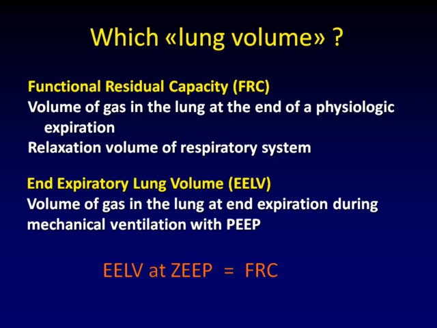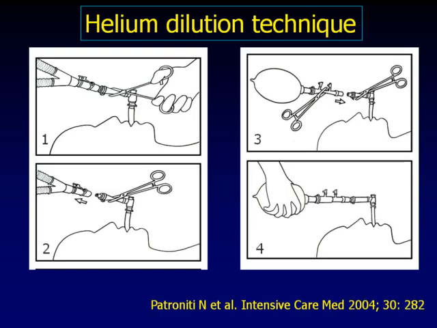Actually, in mechanically ventilated patients, we normally talk about end expiratory lung volume, which is the amount of gas inside the lung at end expiration at any pressure. So end expiratory lung volume should be qualified by the pressure at which it is measured. End expiratory lung volume at 10 of PEEP is something different than end expiratory lung volume at 15 of PEEP. So this is just to make it straight.